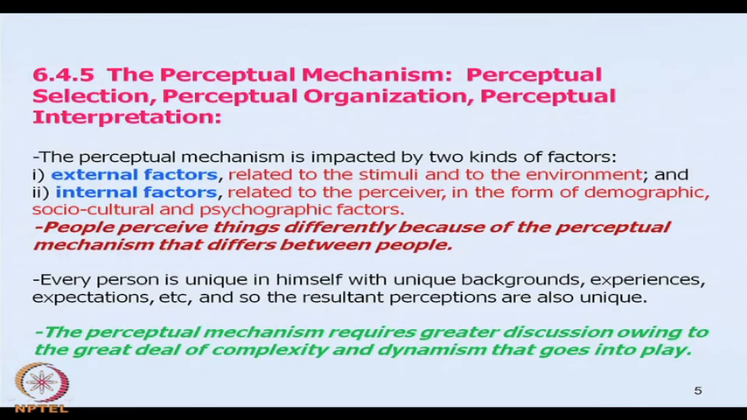So people perceive things differently because their perceptual mechanisms are different, and if each of us is unique, we are affected by our demographic characteristics as well as sociological and psychological influences, and so there is a great deal of subjectivity with respect to the perceptual mechanism and the overall perceptual interpretation. So let us now move forward and discuss what perceptual organization is.